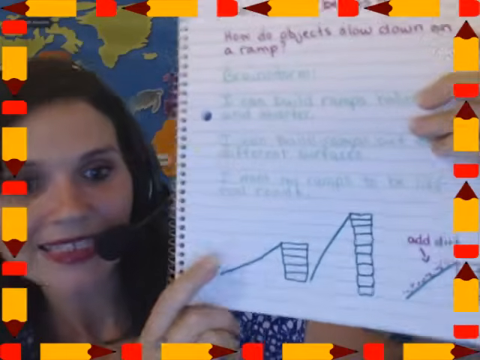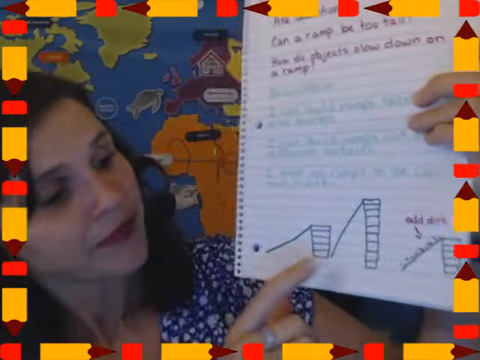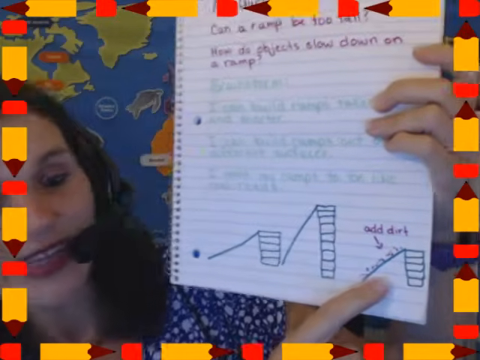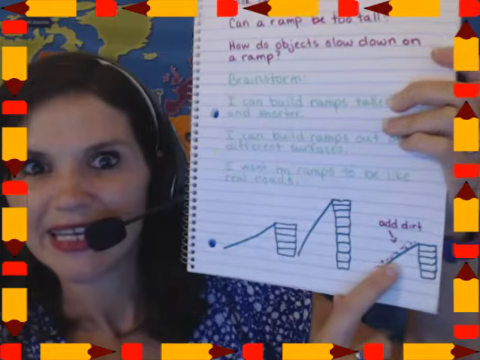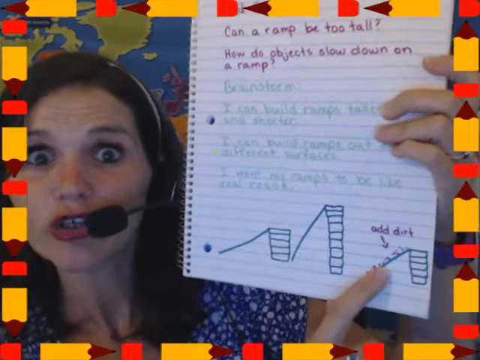So here are some of my ideas. I've got a shorter ramp. I've got a taller ramp. And then right here, I thought maybe I'd like to add some dirt onto one of my ramps or some sand, something to make it kind of like a dirt or a sandy road. I thought that would be really cool.